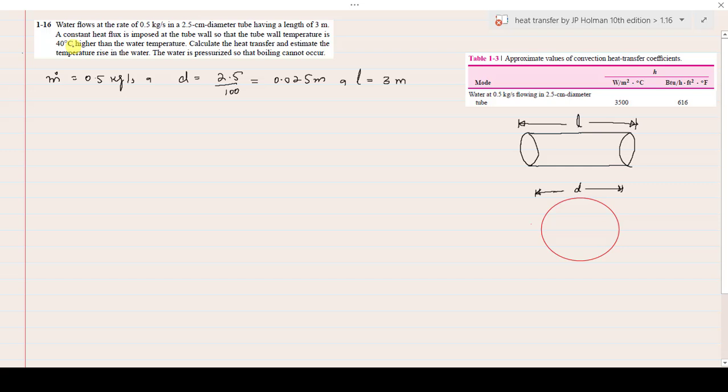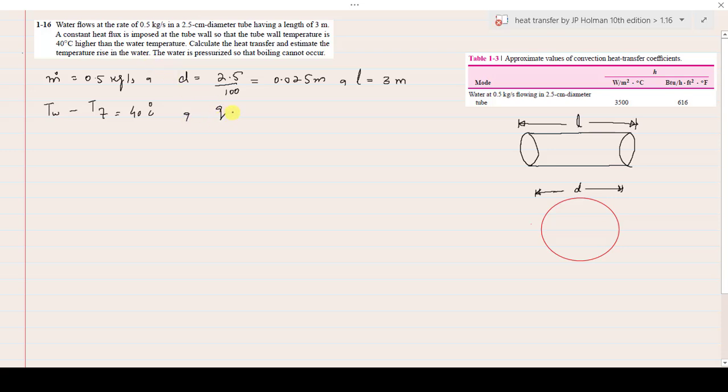A constant heat flux is imposed at the tube wall so that the tube wall temperature is 40 centigrade higher than the water temperature. So it means that the wall temperature is greater than the fluid temperature, and its difference is 40 centigrade. That is the meaning of this statement. Calculate the heat transfer and estimate the temperature rise in the water.